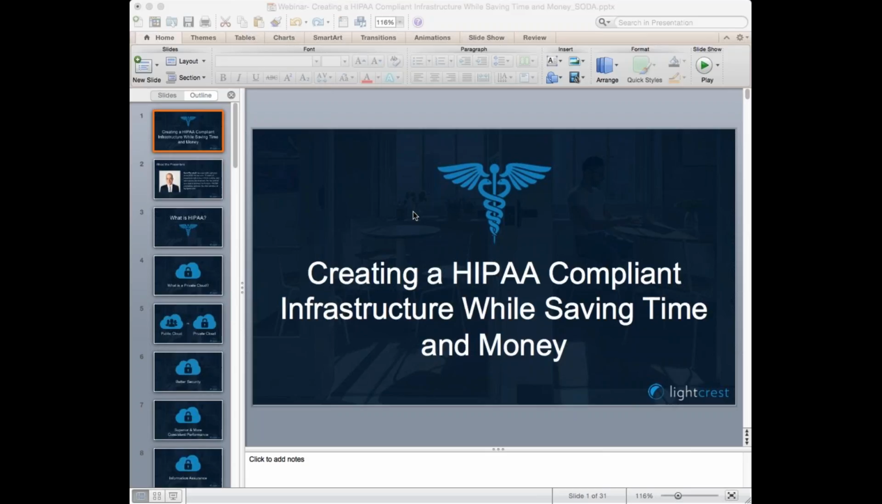HIPAA is a pretty broad body of standards, and today we're only going to be focusing on technology, infrastructure, and management services as they pertain to the security provision of Title II. Okay, so mainly we're going to be concerned about the security aspects of maintaining, storing, and transmitting EPHI, and assisting customers with an architecture and a set of best practices for passing an audit at the technology level and at the infrastructure level.